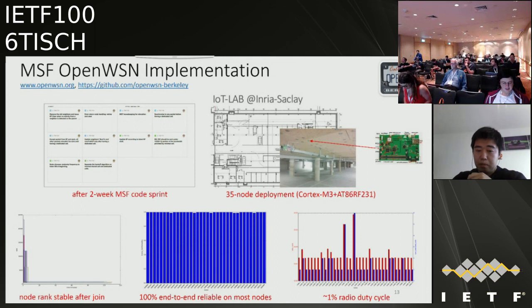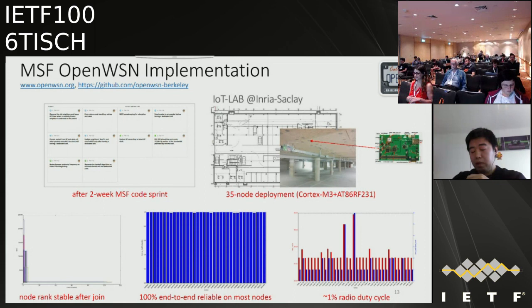The first one shows how the rank evolves during time. You can see the node rank stays very stable after join. And in the middle, we calculate the end-to-end reliability on most nodes, so almost all of them reached 100%. And for the duty cycle, all the nodes are on average below 1%.